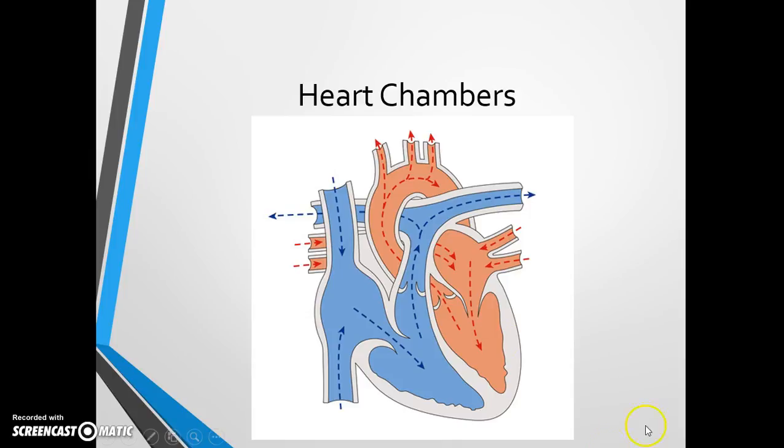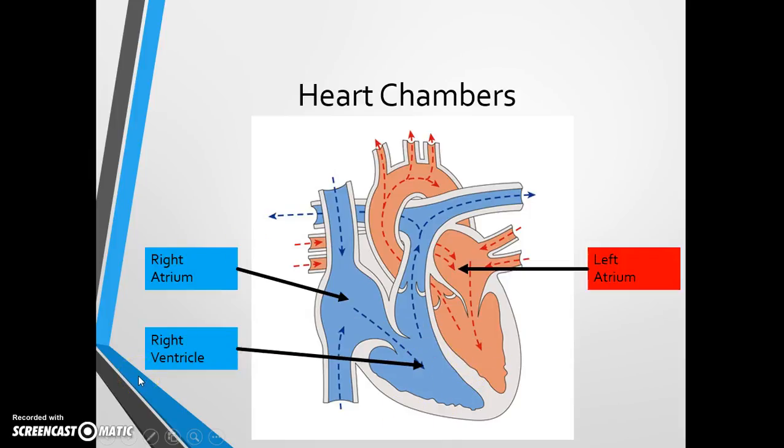Now, this very top chamber here is the first one I'm going to talk about. Your first 2 chambers, you talk about them collectively as atria, but individually as an atrium. So this right chamber here is the right atrium. Then these bottom 2 chambers are called ventricles. So that's the right ventricle, left atrium, left ventricle.